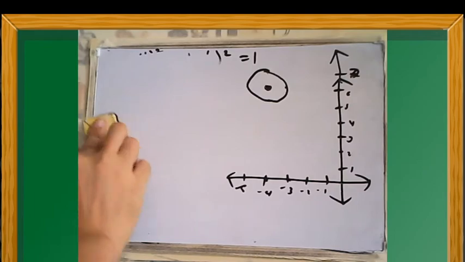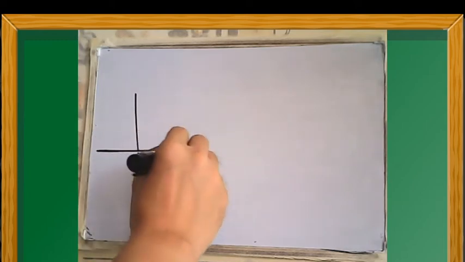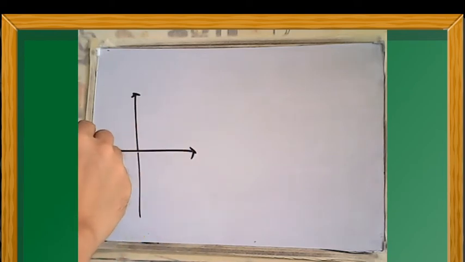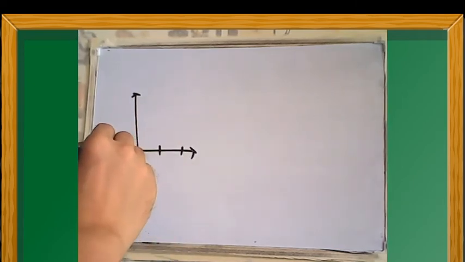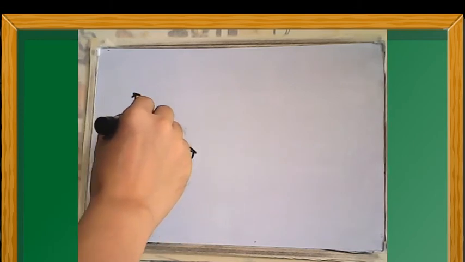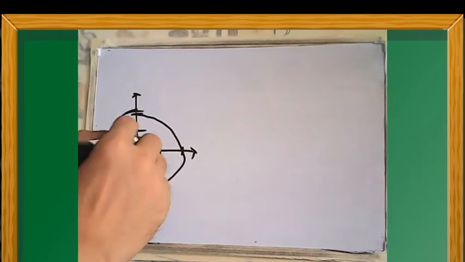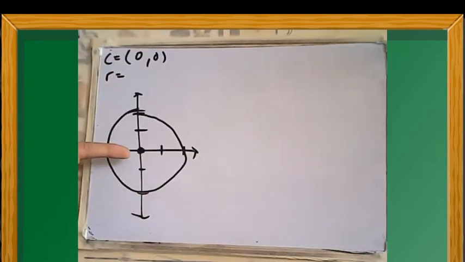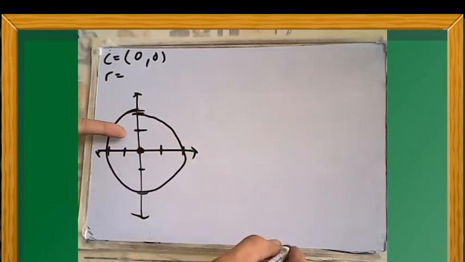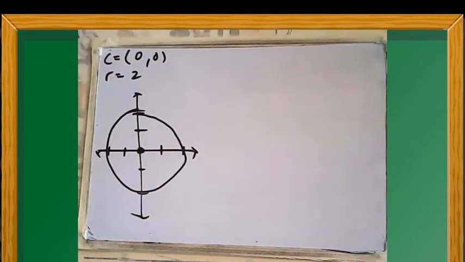Vice versa, what if the given is a graph and you have to identify the equation? For example, we have the center at the origin, and the circle is 2 units from the center. In this figure, you have to identify the center. Of course, the center is at the origin, so that is 0, 0. And then the radius, since from the center to one point on the circle is 2 units, the radius is 2.